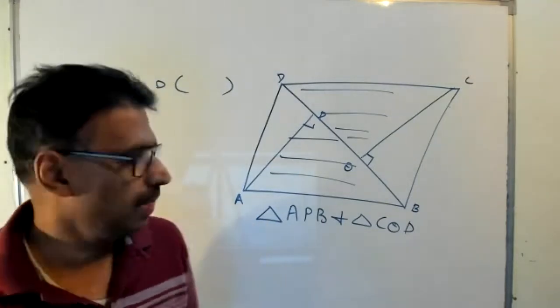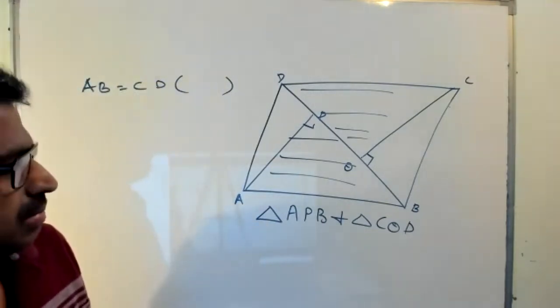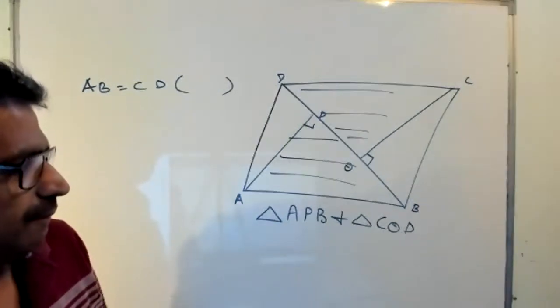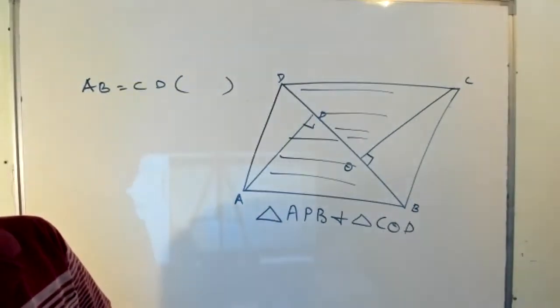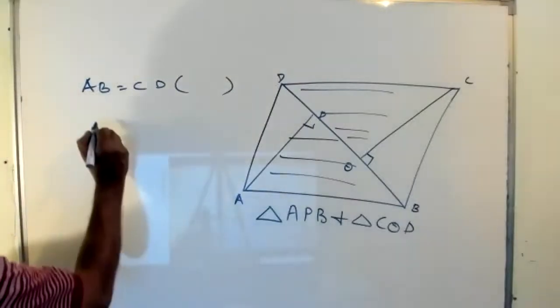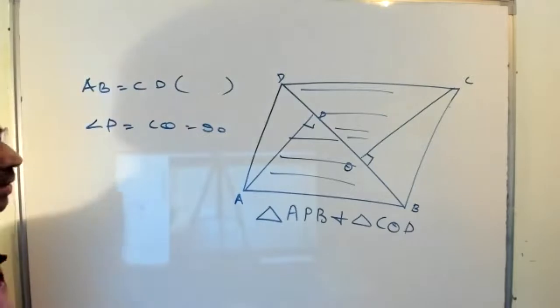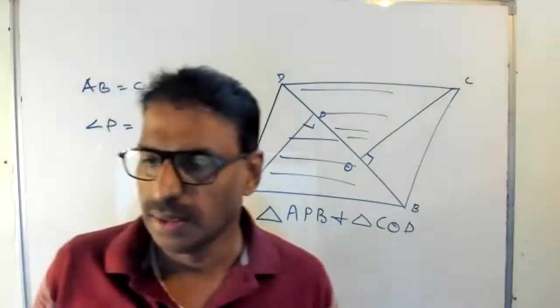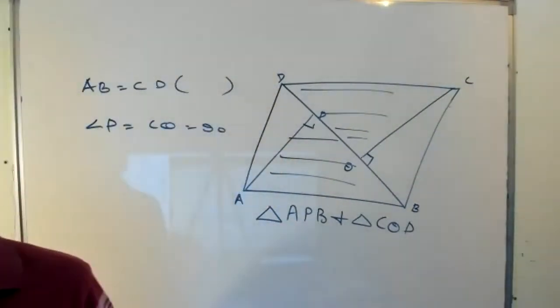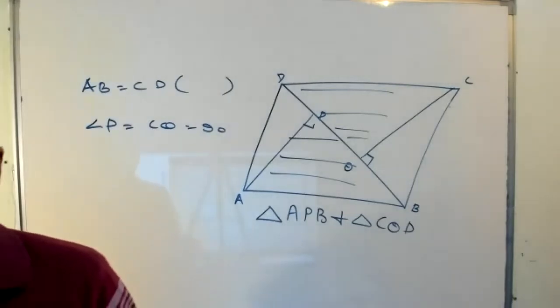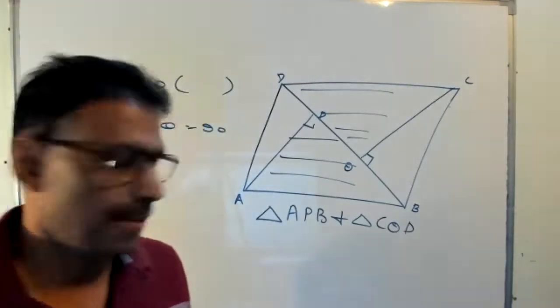Angle APB and angle CQD. Why? They both are 90 degrees. You can write angle P equal to angle Q, 90 degree, given. Okay, one more. Other guys. Abdul Hadi, can you say the next one?